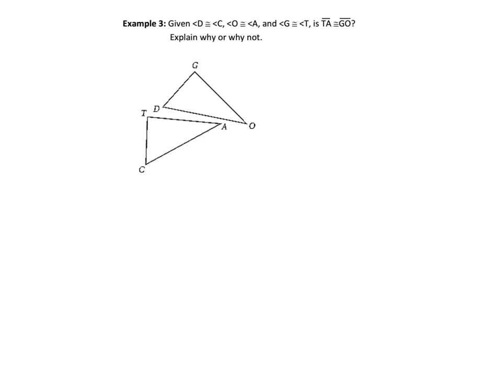Example 3. Given angle D is congruent to angle C, angle O is congruent to angle A, and angle G is congruent to angle T. Is TA congruent to GO? Explain why or why not. So I'm going to go ahead and start by marking up the figure. They said that D is congruent to C. So angle D is congruent to angle C. Cool.